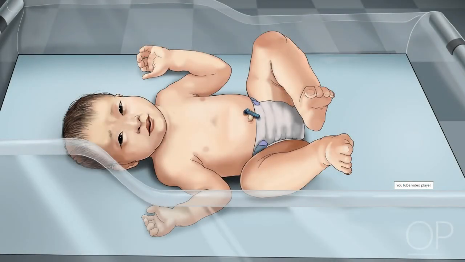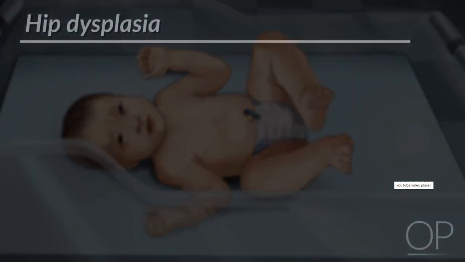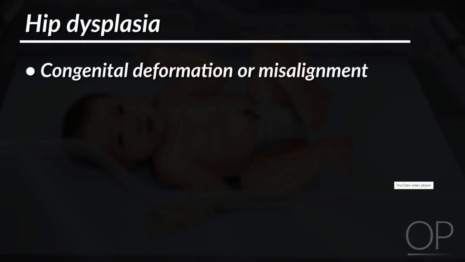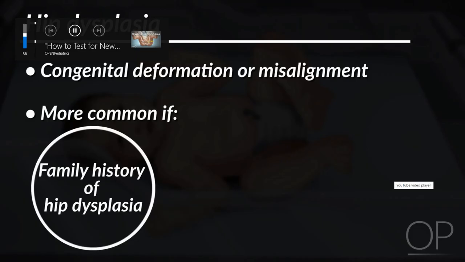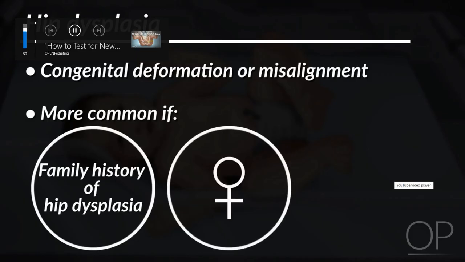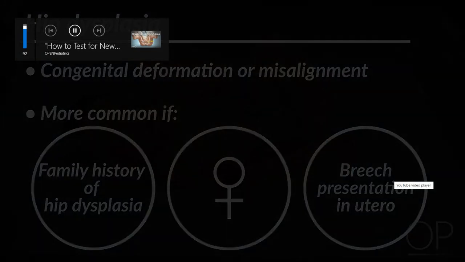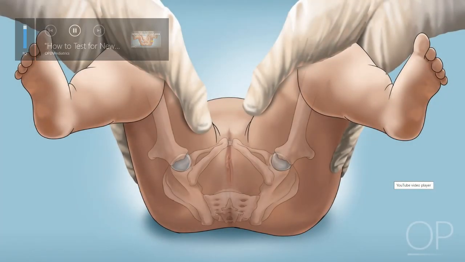We will now assess the infant's hips to test for hip dysplasia. Hip dysplasia is a congenital deformation or misalignment of the hip joint and is more common in infants who have a family history of hip dysplasia, are female, or who had a breech presentation in utero. Assess the hips one at a time using 2 maneuvers.